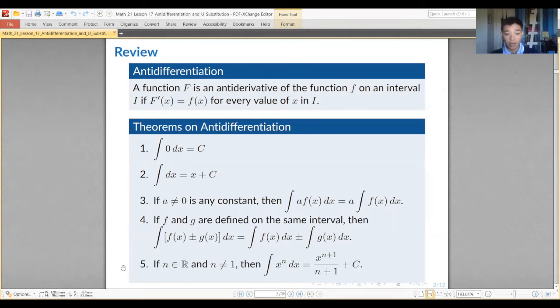Next, we have the power rule of antidifferentiation. If you have a real number n that's not equal to -1, the antiderivative of x raised to n with respect to x is equal to x raised to n plus 1 all over n plus 1, plus a constant c. This follows from the fact that if you get the derivative of x raised to n plus 1 over n plus 1, you'll get x raised to n again.